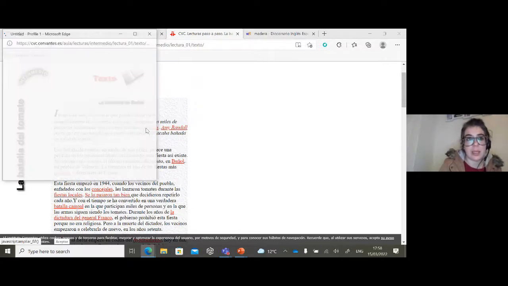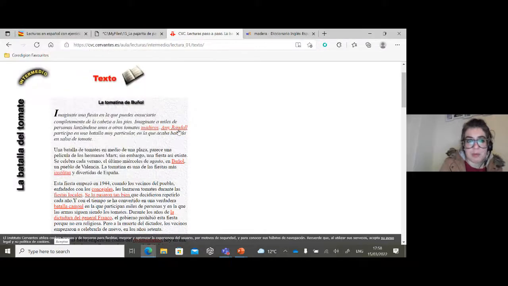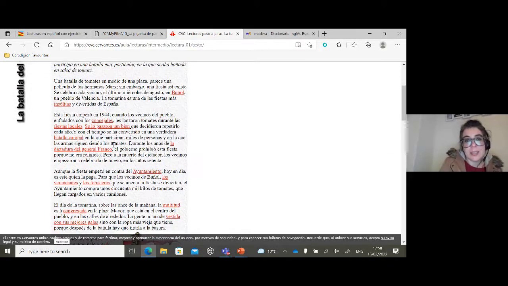So there is also a little information about the text. It's not coming up, but Amy Randall participates in a battle, in a fight muy particular, very particular, in which, en la que, acaba, ends up, bañada, drenched, en salsa de tomate, in tomato sauce. And it's a small text. Again, it's worthwhile reading it. And, you know, every paragraph could be one part of that translation.